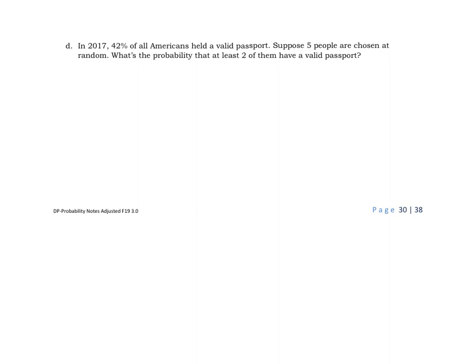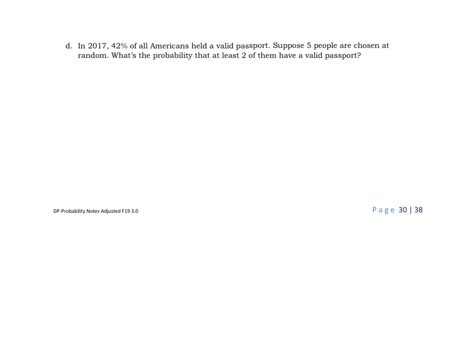Probability example 36D. In 2017, 42% of all Americans held a valid passport. Suppose 5 people are chosen at random. What's the probability that at least 2 of them have a valid passport?